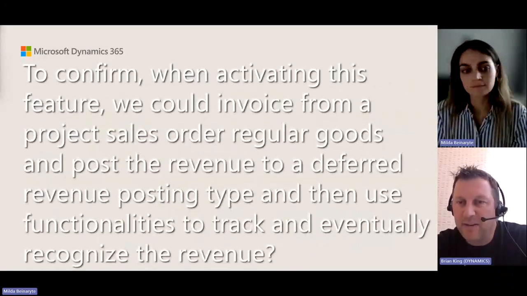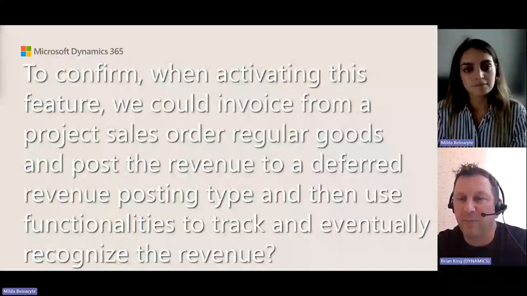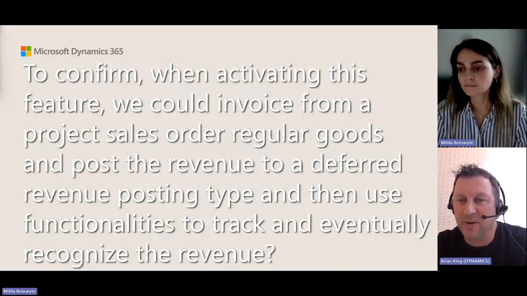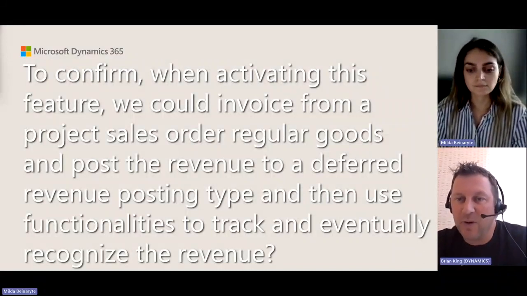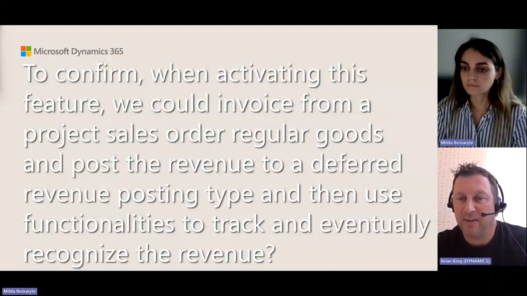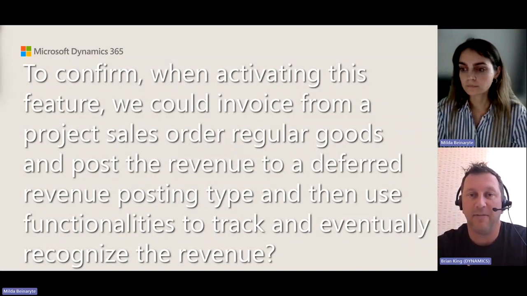To confirm, when activating this feature, we could invoice from a project sales order, regular goods, and post the revenue to a deferred revenue posting type, and then use functionalities to track and eventually recognize the revenue. Yes. So when you do a sales order that comes from a project, you would be able to, if it's a non-stocked item. Keep in mind that we talked about this earlier, that stock items will be something that will come in the future. But that would post that revenue to the deferred revenue account at the time that you do the invoicing of that particular project transaction, so that project sales order. So when you include that on an invoice proposal and invoice it, it'll go to deferred revenue, and that will be the setup that you have on the subscription billing side.